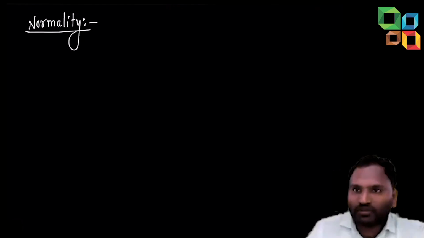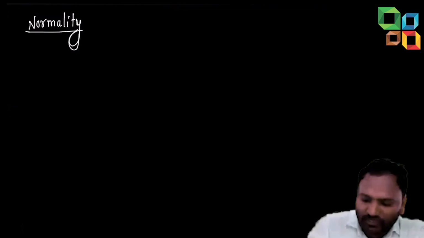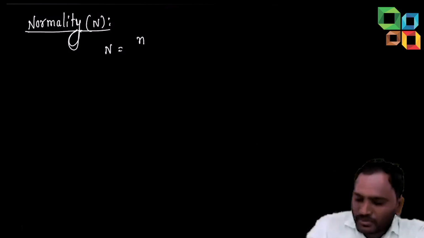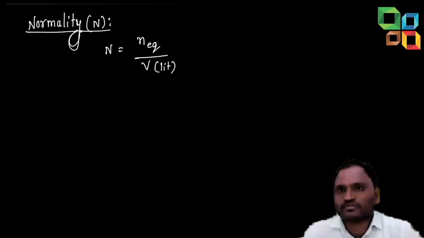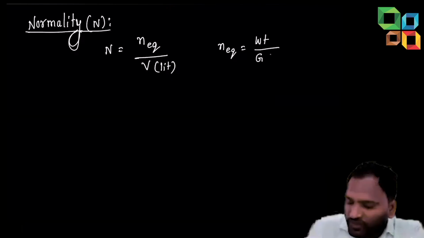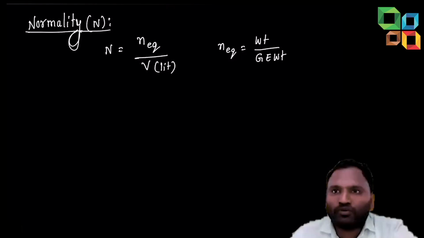Last concentration term, normality. Normality is represented with the capital N. N is equal to the number of gram equivalents present in 1 liter of solution. Now, equivalents is equal to weight by gram equivalent weight. The number of moles, what did we write, students? Number of moles is equal to weight by gram molecular weight. Here, weight by gram equivalent weight.